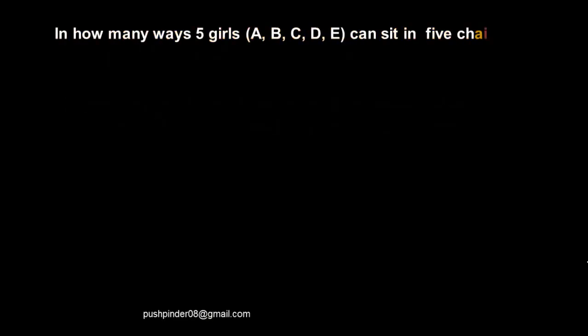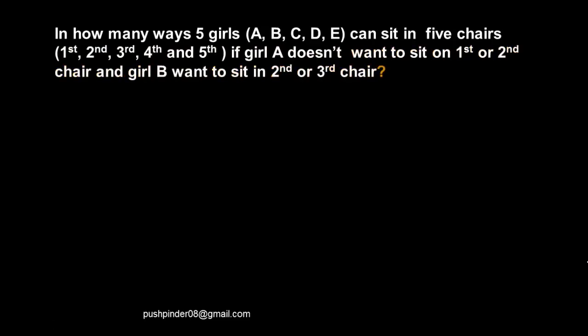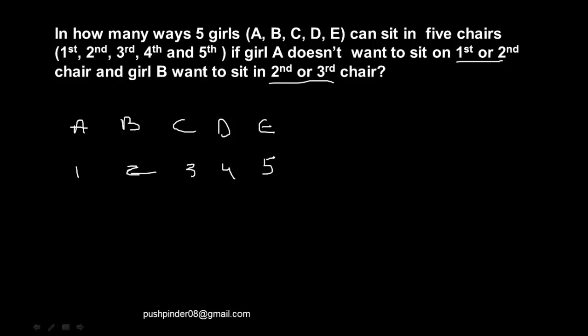Okay, now let's see this question. Same kind of question. 5 girls want to sit on 5 chairs. Girl A does not want to sit on first or second. Girl B wants to sit on second and third chair. Now if you see over here, the conditions are pretty much colliding, right? So these are the 5 girls: A, B, C, D, E, and these are the 5 chairs: 1, 2, 3, 4 and 5.